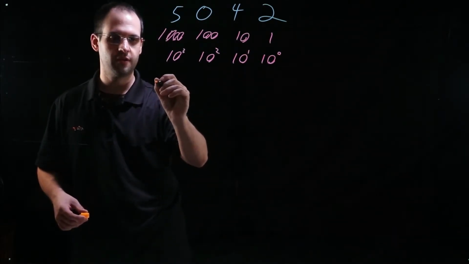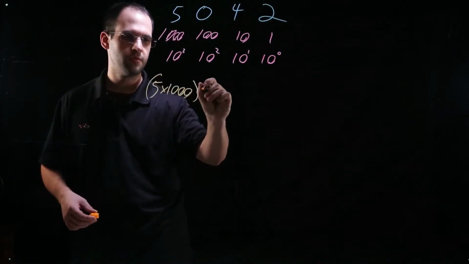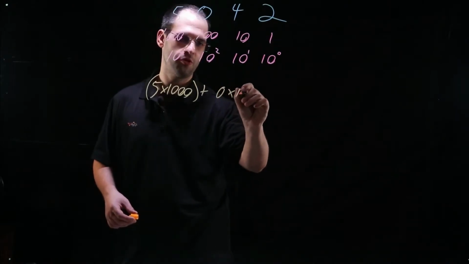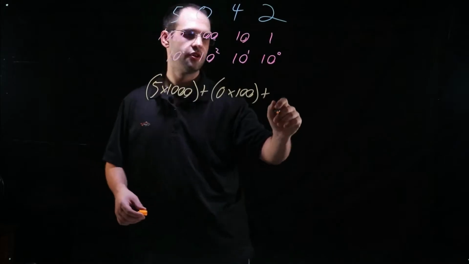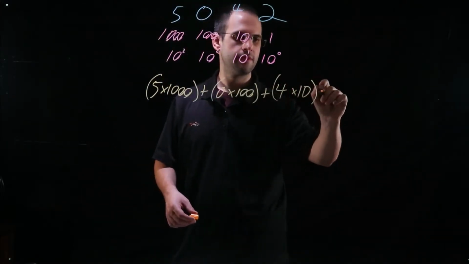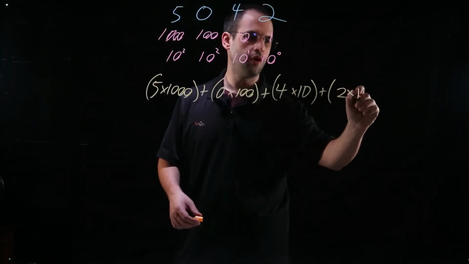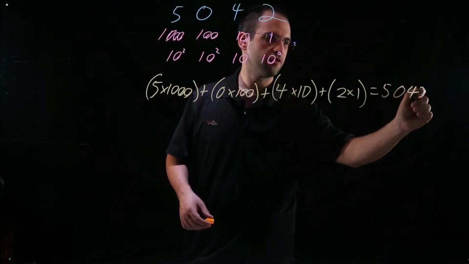So we can say 5 times 1,000, plus 0 times 100, plus 4 times 10, plus 2 times 1. And that's going to give us our 5,042.